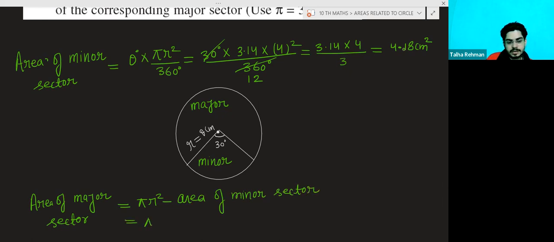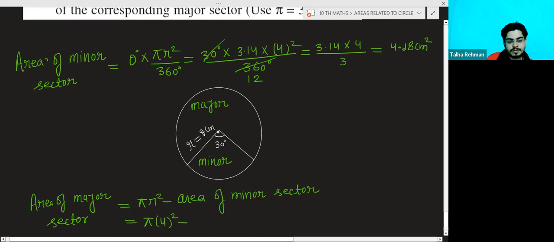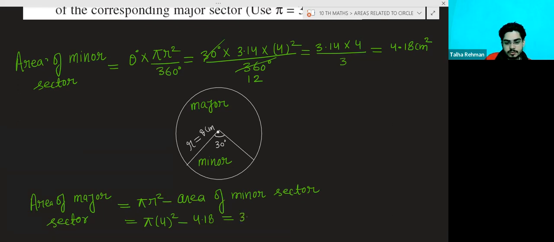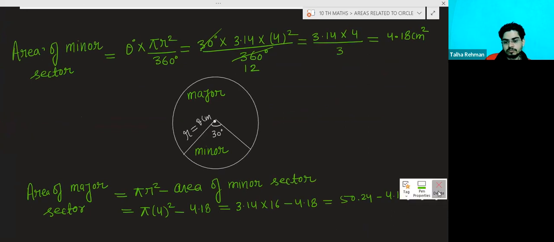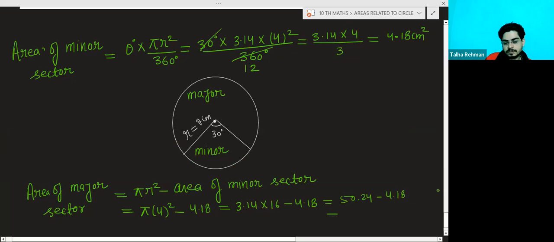So pi r square, pi r is 4 square, minus area of minor sector is 4.18. So you will put the value of pi as 3.14 given in the question. 3.14 multiplied by 16 minus 4.18. This value will be equal to 50.24 minus 4.18, and finally the answer will be 46.06 centimeter square.